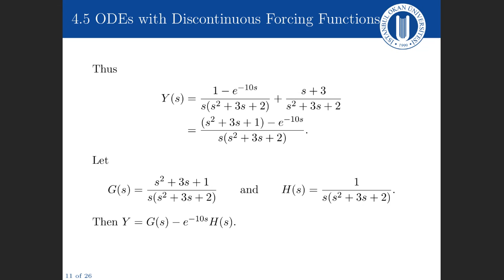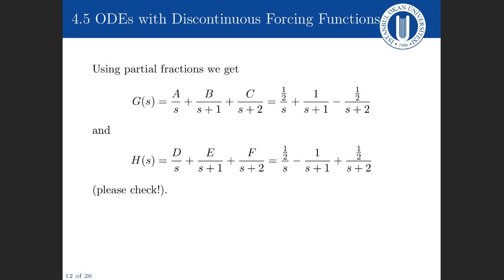We're going to find the inverse Laplace transform of capital G and capital H, and then we're going to use our shifting formula to find the inverse Laplace transform of capital Y. If we can find small g and small h, then we can find small y. For capital G and capital H, we can use partial fractions. I'm going to leave this for you to check.